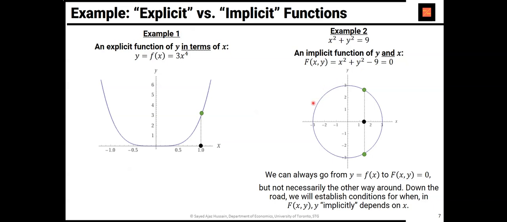Of course, notice that nothing stops you from writing down an explicit function in terms of implicit. For example, I could have said y minus 3x to the power 4 is equal to 0 and called the left hand side an implicit function of x and y. So you can always go from explicit to implicit, but not necessarily the other way around. And then we'll see when we can do this.